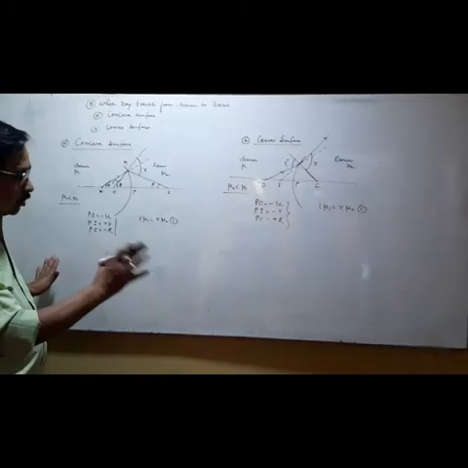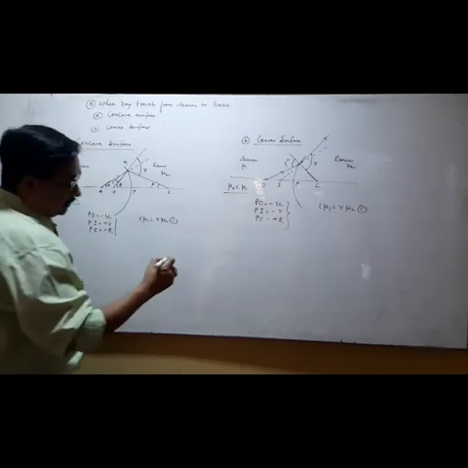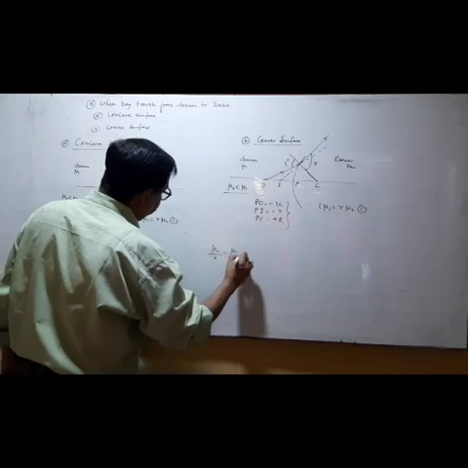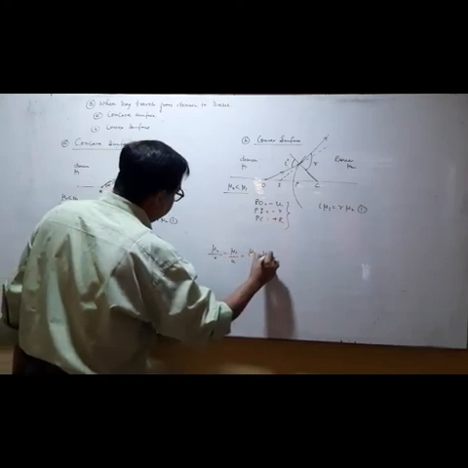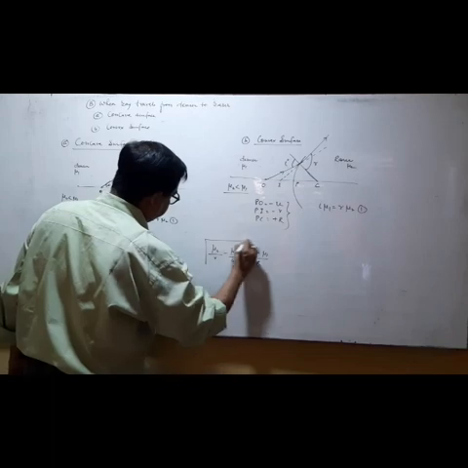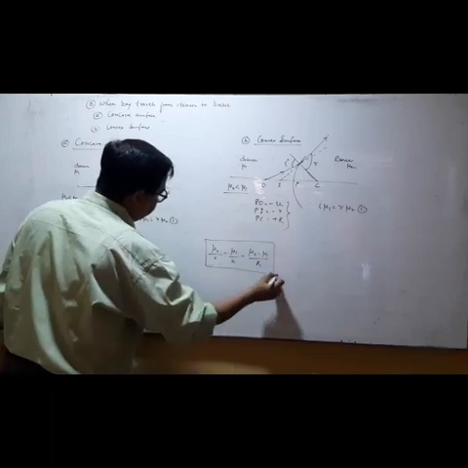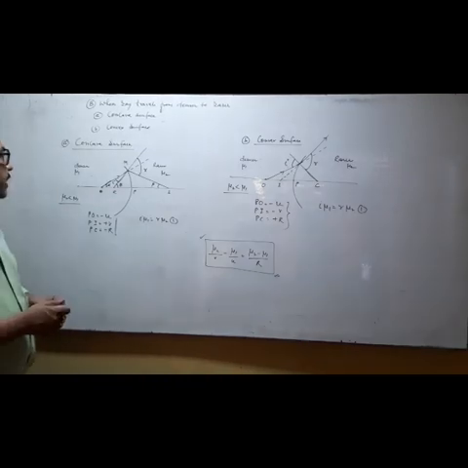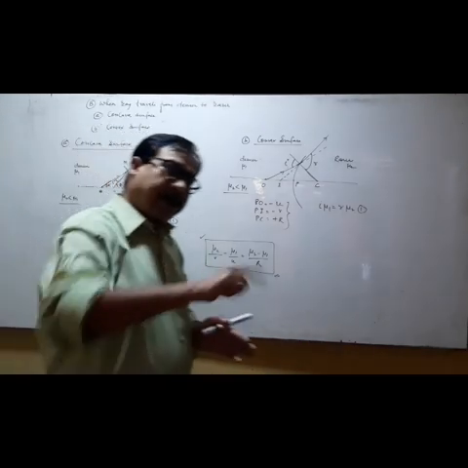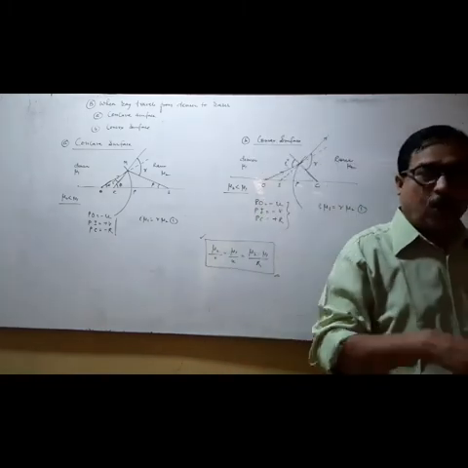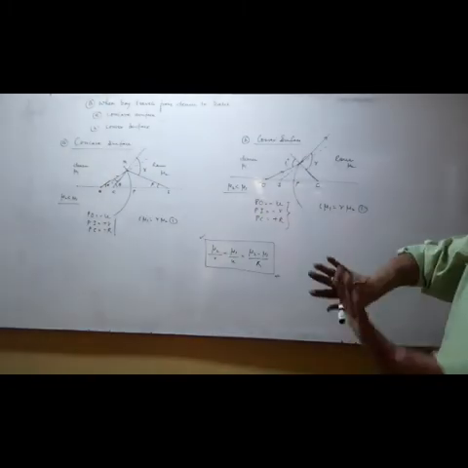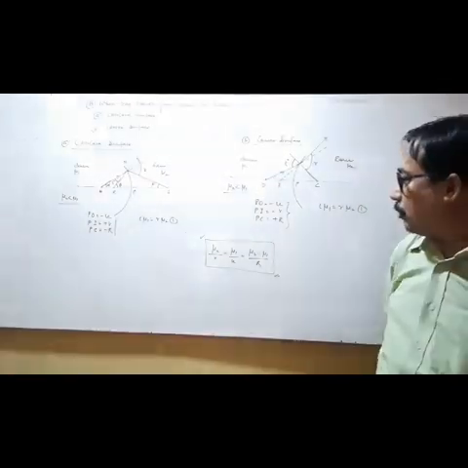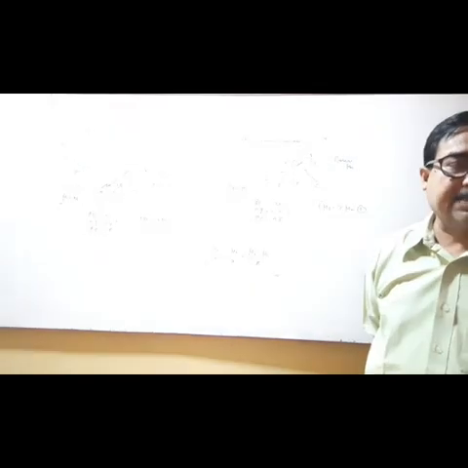When you solve these two, you will ultimately find that mu2 by v minus mu1 by u is equal to (mu2 minus mu1) by R. So this is true for all conditions, whether the ray is coming from denser to rarer or rarer to denser, whether the surface is concave or convex. In all possibilities, you will always get the same result: mu2 by v minus mu1 by u is equal to (mu2 minus mu1) by R.